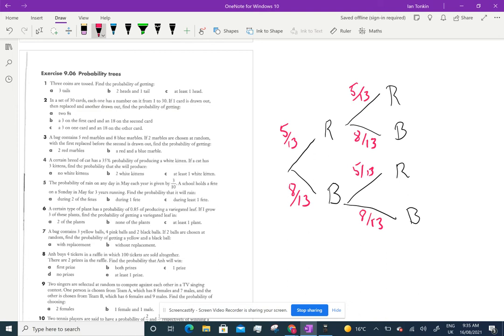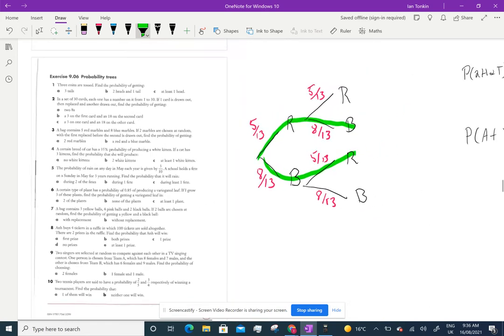So I'm not going to do this. You can go and do it and check it out. Two red marbles: 5 on 13 times 5 on 13, easy. A red and a blue marble, well, that's red, blue, that branch, or blue, red, that branch, and I multiply them together. 5 on 13 times 8 on 13 plus 8 on 13 times 5 on 13. Right. So now we know that.